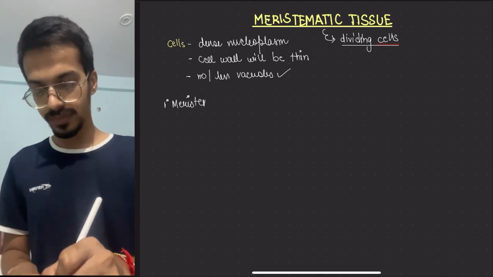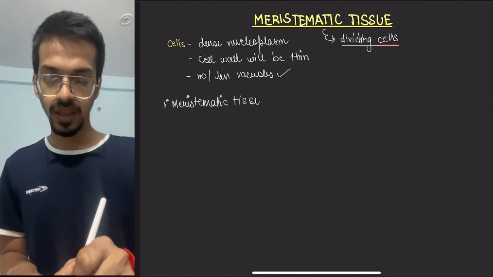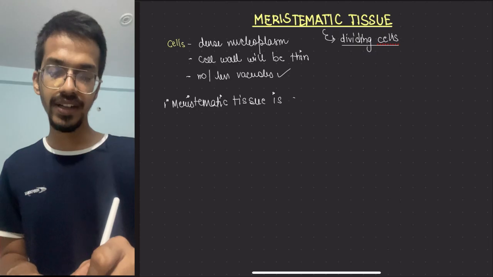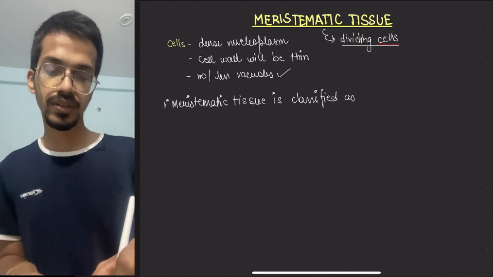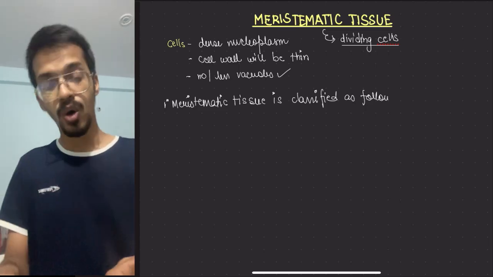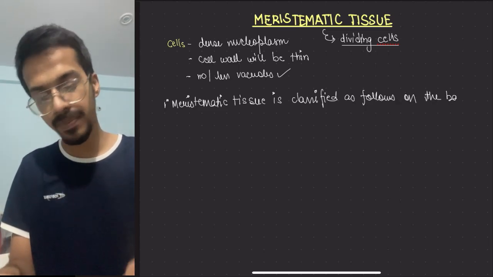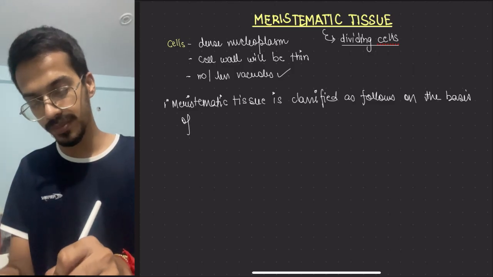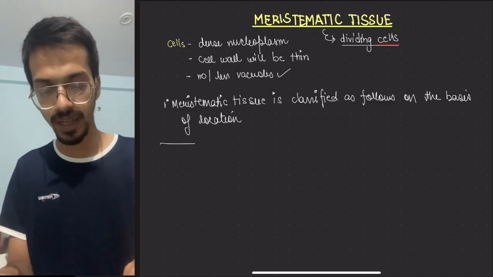Primary meristematic tissue is classified as follows on the basis of location. So there are three different locations that we will be talking about.